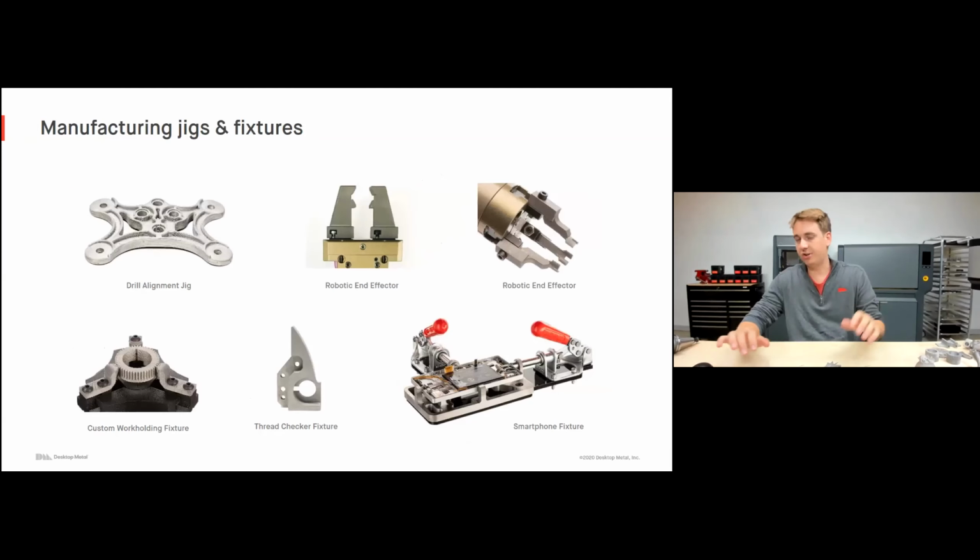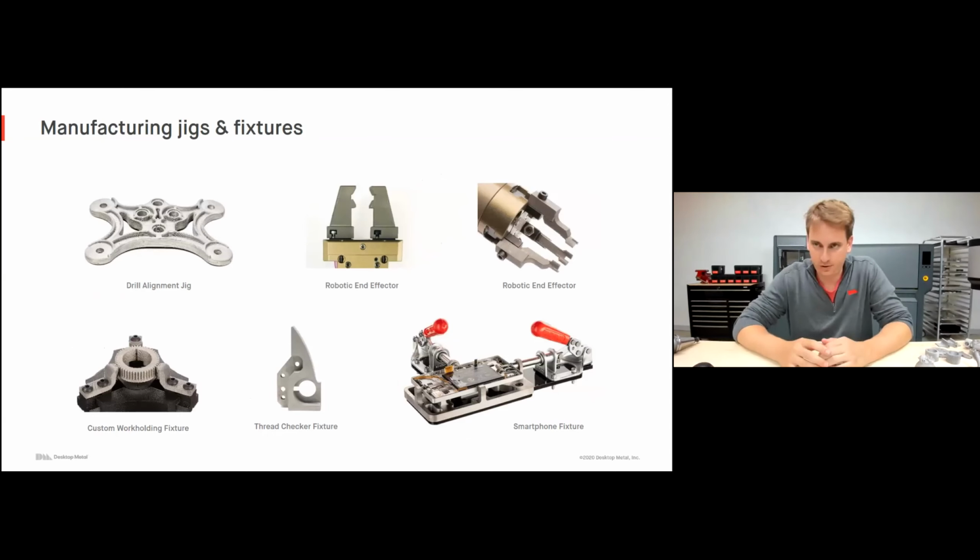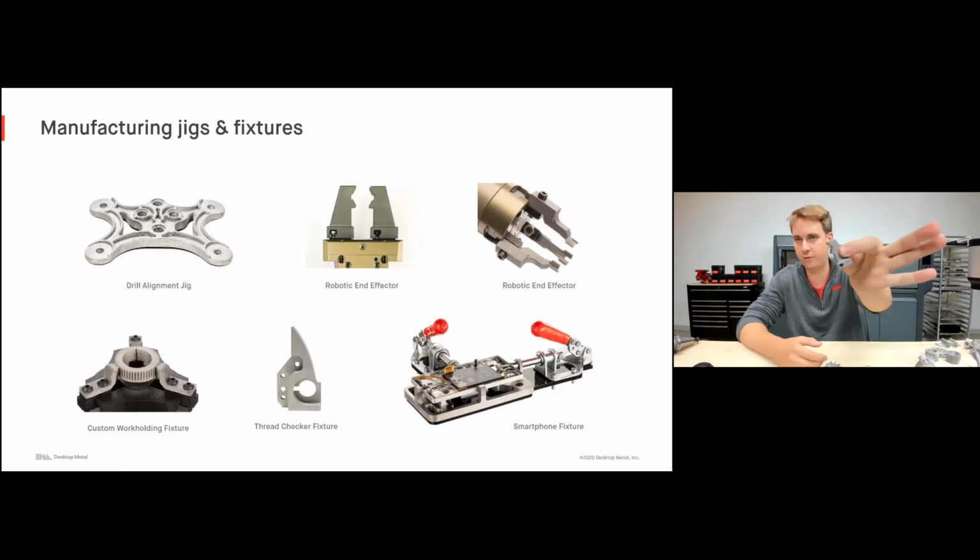Manufacturing jigs and fixtures is a great application for us. There are so many different fixtures and jigs that are required during the manufacturing process. They're all relatively complex. They all require metal, but they're almost always produced in low volume, making them excellent applications for the Studio System. Things like drill alignment jigs, end effectors for holding different forgings.